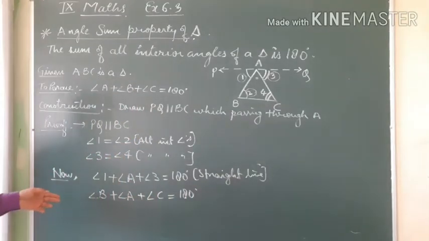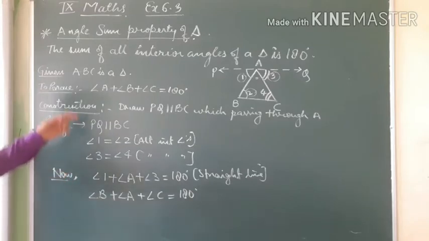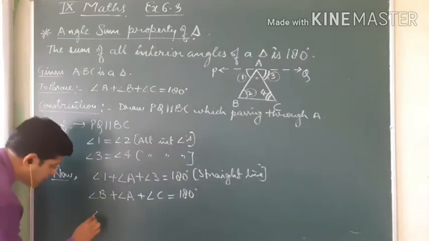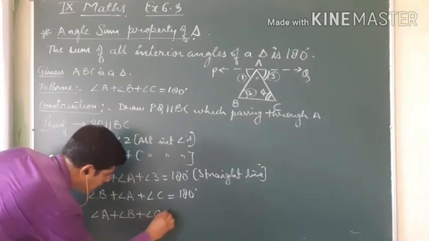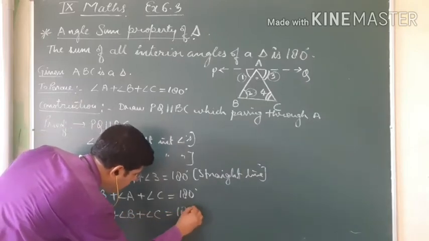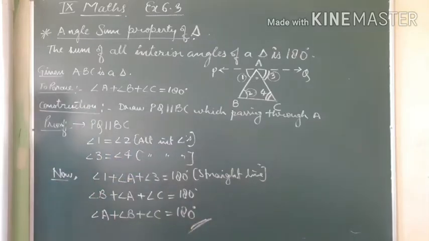Now this is our proof, but it is not arranged. So we have to arrange it in this manner. We write angle A plus angle B plus angle C is equal to 180, and this is what we wanted to prove.